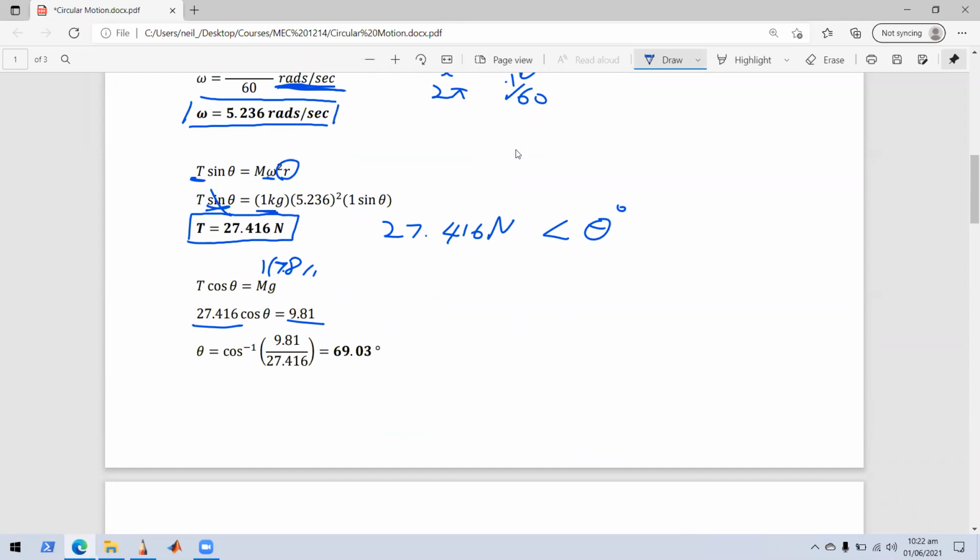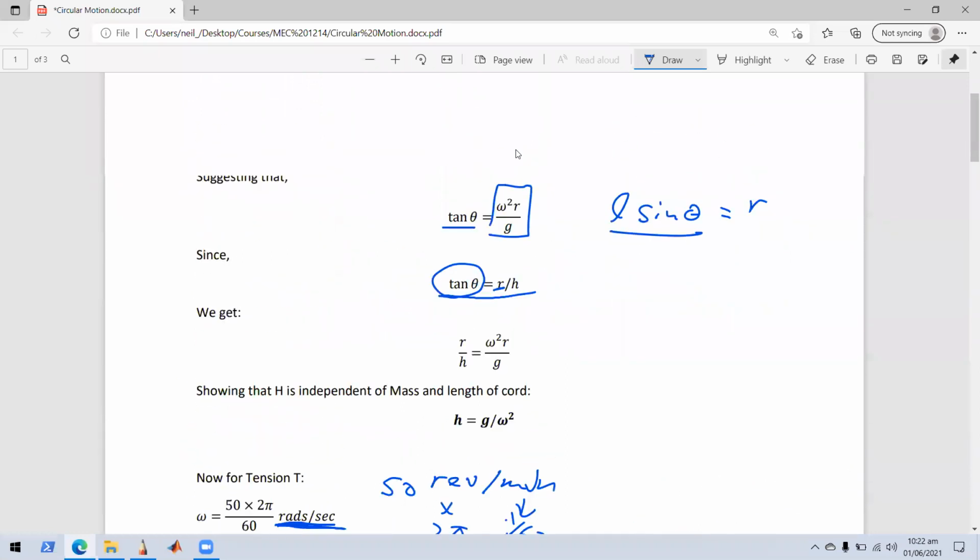Solving this for theta, we get cosine inverse of 9.81 divided by 27.416, which is equal to 69.03. Theta is equal to 69.03, approximately 70 degrees. So we can say this tension, for completion's sake, is applied at 70 degrees to the vertical, because that's what theta is. Theta is here.